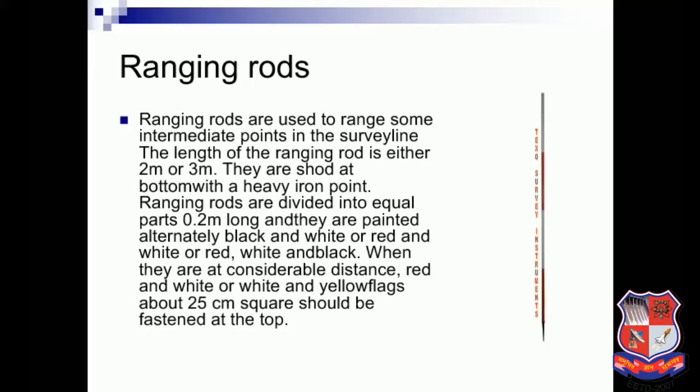Now the ranging rod. The ranging rods are used to range some intermediate points in a surveying line. The length of a ranging rod is either 2 meter or 3 meter. They are shod at the bottom with a heavy iron point. Ranging rods are divided into equal parts, 0.2 meter long, and they are painted alternately black and white, or red and white, or red, white and black. When they are at a considerable distance, red and white or white and yellow flags about 25 centimeter square should be fastened at the top.